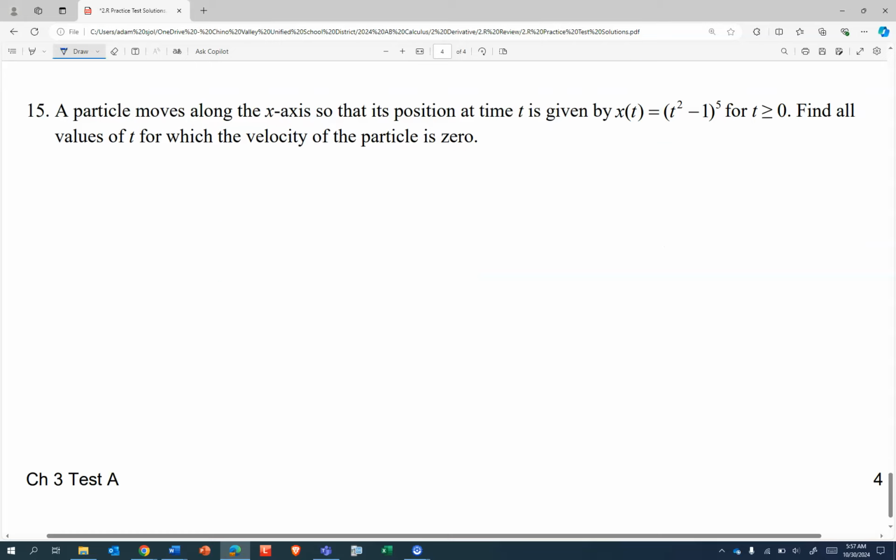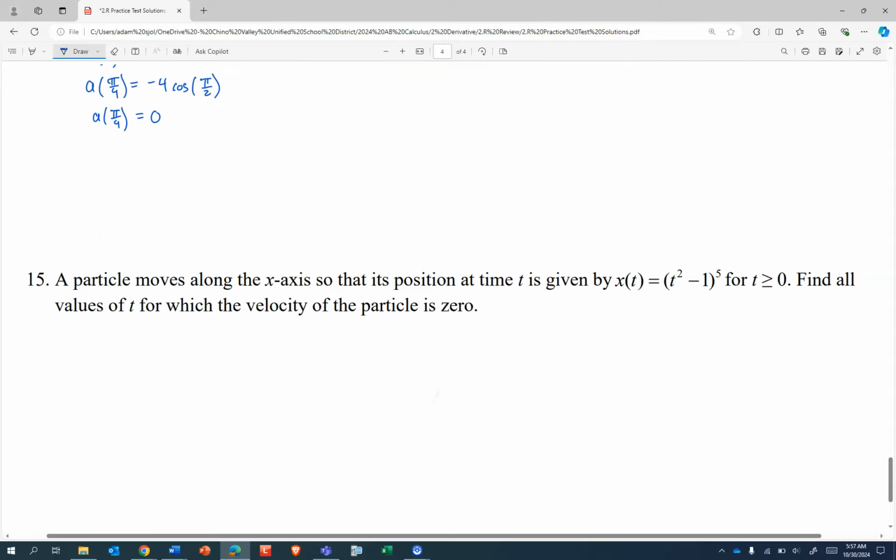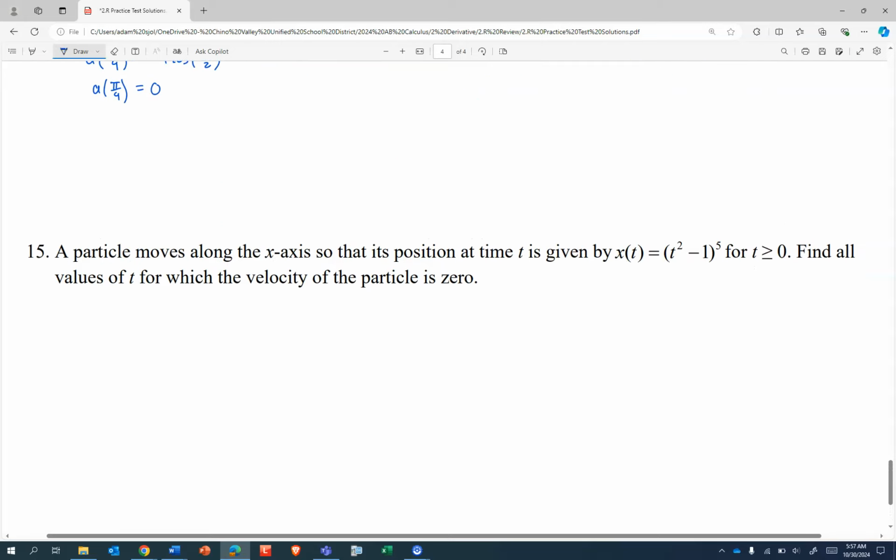We are reviewing this. I'm not going to give you position, velocity, and acceleration on next week's test because that's really in Unit 3. But we might as well do these. The particle moves along the x-axis, so its position at t is that stuff, where time is greater than 0. Find all values of t when the velocity of the particle is 0.